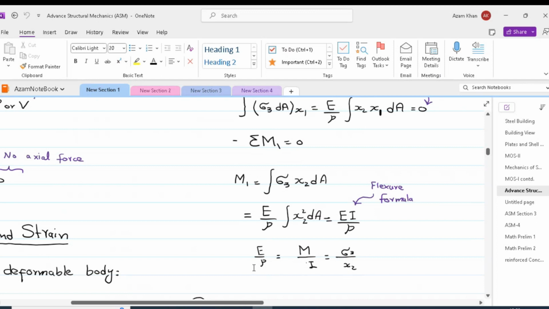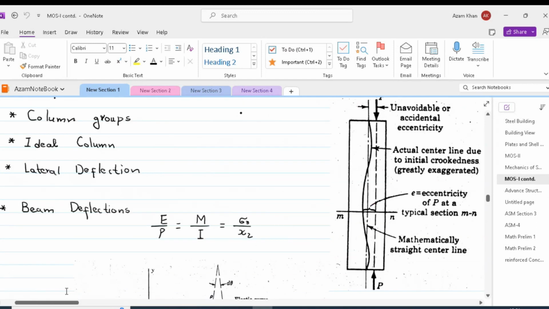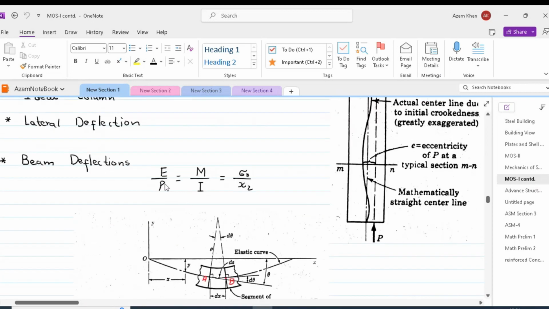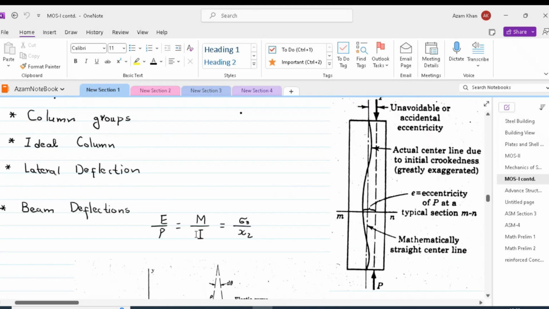So this is our famous Euler-Bernoulli theory. The third important concept in elementary beam theory is beam deflections. As we have discussed, this ratio E/rho equal to M/I is equal to sigma_3 by x2. This ratio will now be used to get an expression for beam deflection.